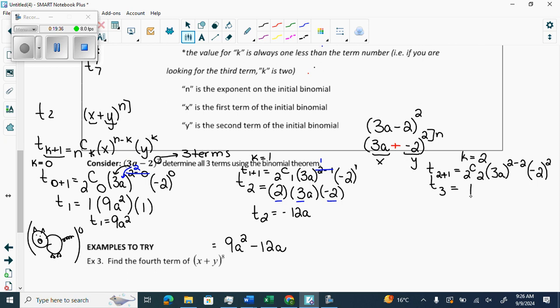2c2 is 1. I have 2 objects, I take them all. No order, so it's like putting them in a backpack, right? Take them and throw in a backpack. Always. Then 2 minus 2 is 0. What's anything to the power of 0? We just discussed this. What's anything to the power of 0? 1. And then negative 2 squared.